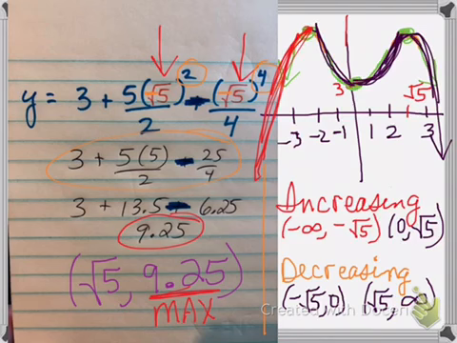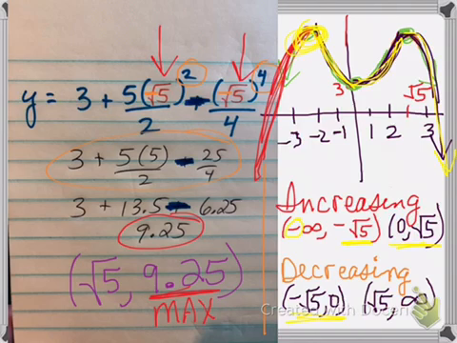So if you scan the graph from left to right, we start out at negative infinity. It hits negative root 5 right here. Then it starts to go downhill from negative root 5 to 0, which is here. Then it goes uphill again from 0 to root 5, and then it goes downhill forever.